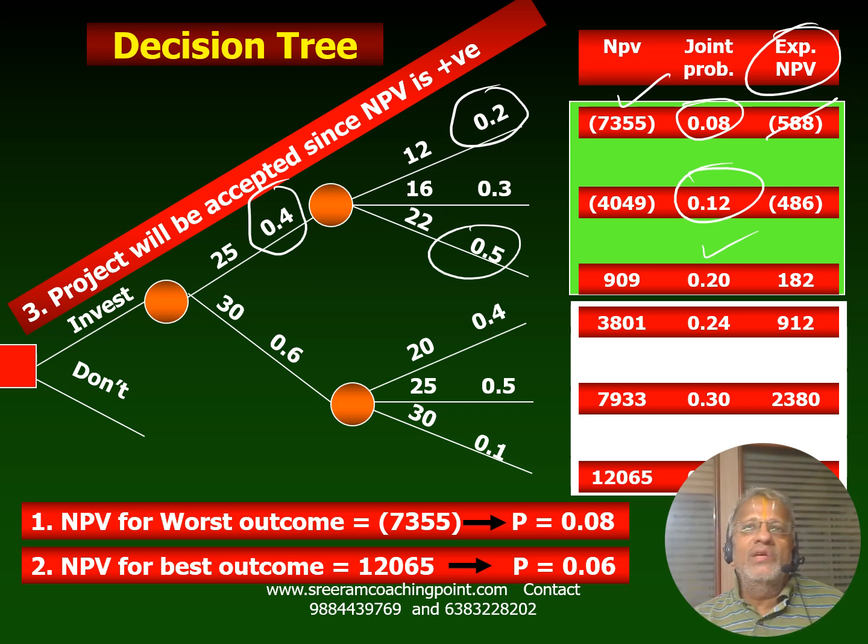So this is the way the decision tree approach captures all the possible action-event sequences, and 2 into 3, that is 6 combinations, were captured. We have taken a present value, we have taken a probability, and all that resulted in the final analysis where we could see how much is the probability of the worst and how much is the probability of the best, and finally we have got the final answer that we have to accept the project.